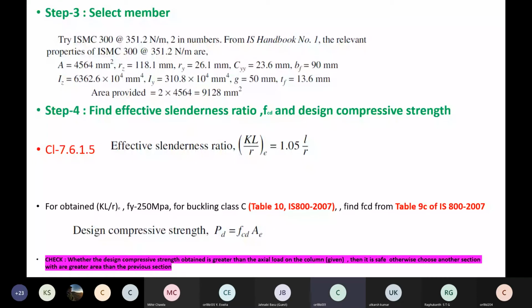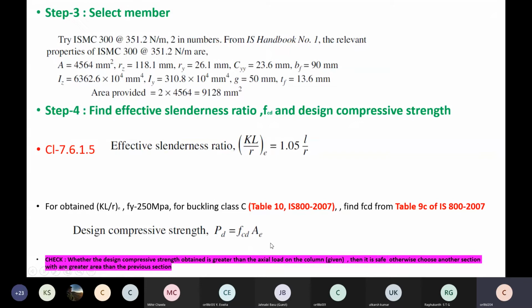$1,118 kilonewton. So you have to check whether the obtained design compressive strength is greater than the given axial load on the column. The given axial load is 1080 kilonewton, which is a factored one. So whatever we got is 1119.5, which is greater than the 1080 kilonewton.